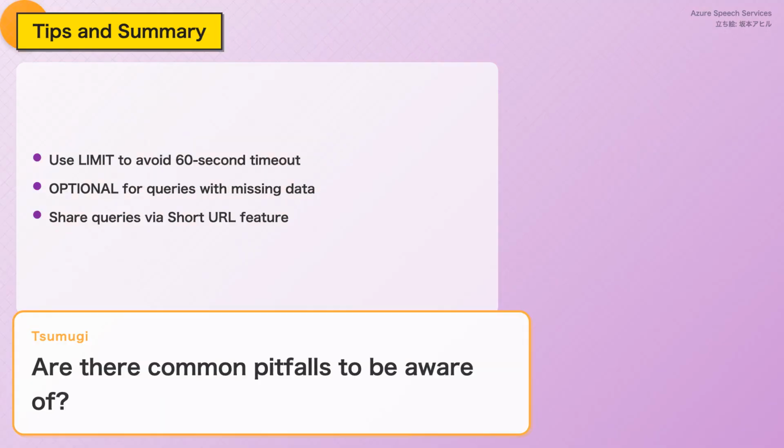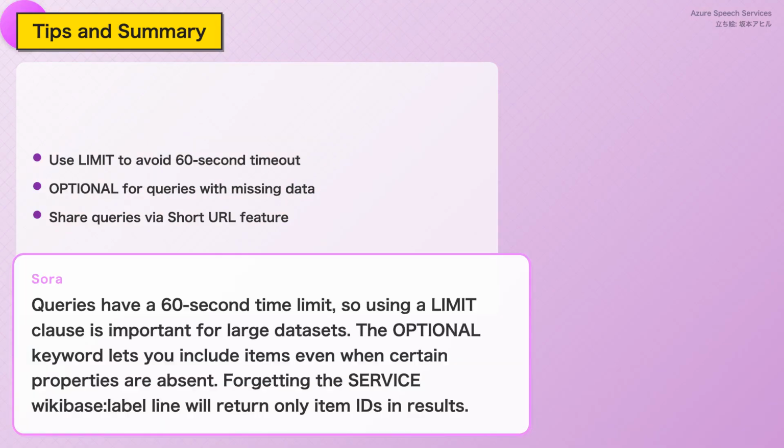Are there common pitfalls to be aware of? Queries have a 60-second time limit, so using a limit clause is important for large datasets. The optional keyword lets you include items even when certain properties are absent. Forgetting the SERVICE wikibase:label line will return only item IDs in results.